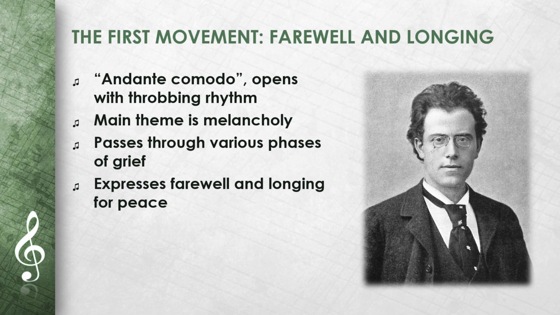The first movement, Andante Commodo, opens the symphony with a throbbing rhythm that is often interpreted as a heartbeat. The main theme is melancholy and is played by the strings. The movement develops slowly, passing through various phases of mourning and finally ending in a resigned conclusion. Mahler expresses farewell and longing for peace here.